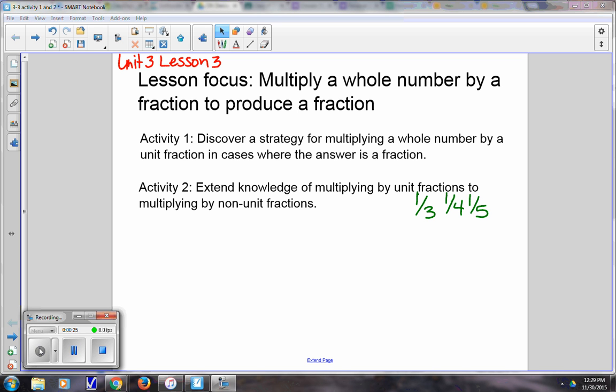A couple of the activities we're going to be doing is discovering a strategy for multiplying a whole number by a unit fraction, where in cases the answer is actually a fraction. And we're going to extend that knowledge of multiplying by unit fractions to multiplying by non-unit fractions. And I just want to give you a reminder of what a unit fraction might look like: 1/3, 1/4, 1/5, one of whatever you're dividing it into, how many parts.